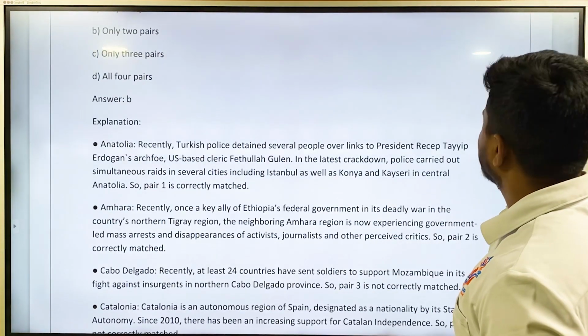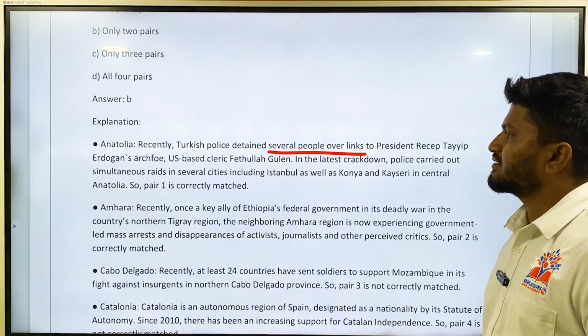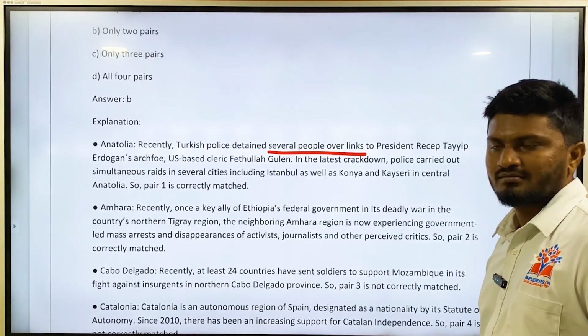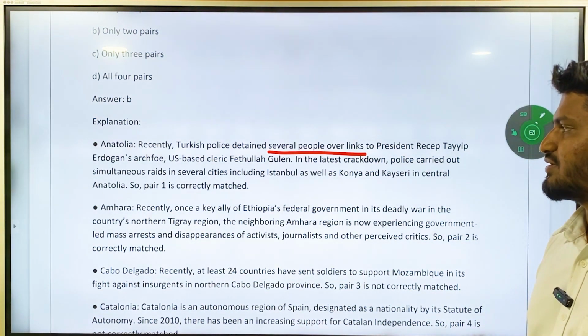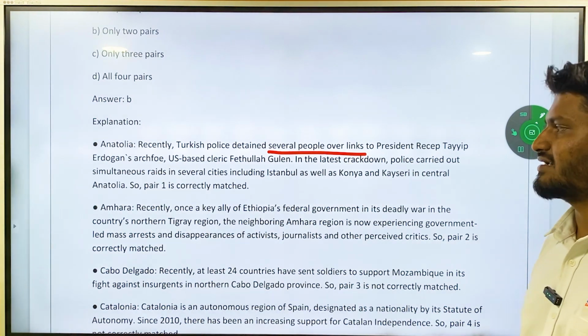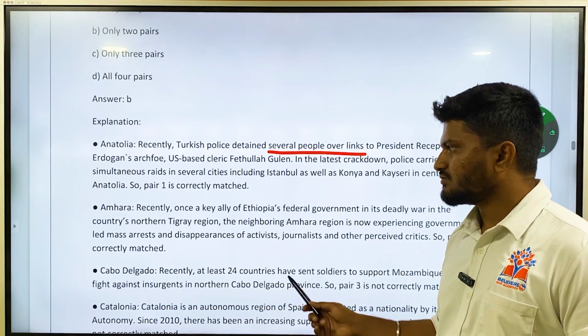Recently, Turkish police detained several people over links to President Recep Tayyip Erdogan's archfoe, US-based cleric Fethullah Gulen. In the latest crackdown, police carried out simultaneous raids in several cities, including Istanbul as well as Konya and Kayseri in central Anatolia region. So, pair 1 is correctly matched.